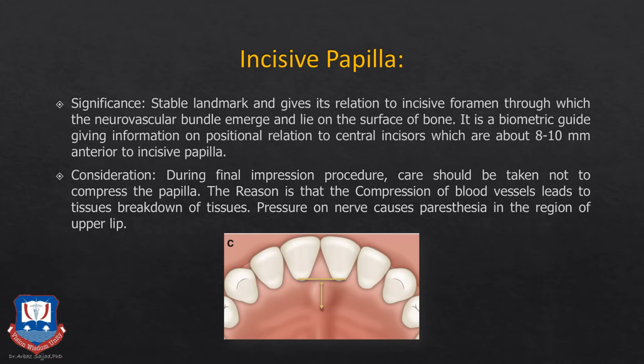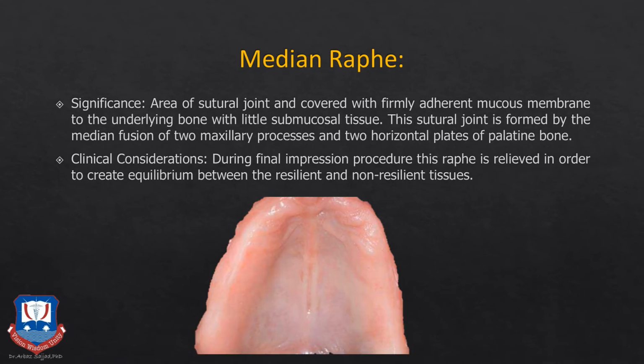Another importance is that the incisive papilla, as I mentioned, has nasopalatine nerves and vessels, and any pressure on the incisive papilla can cause paresthesia in this region of the upper lip. Now coming to the mid-palatine raphe. As I mentioned again, the mid-palatine raphe is the second relieving structure that should be relieved. This is a thin mucosa covering the suture of the palatine bones, and during the final impression it should be relieved by a double spacer.